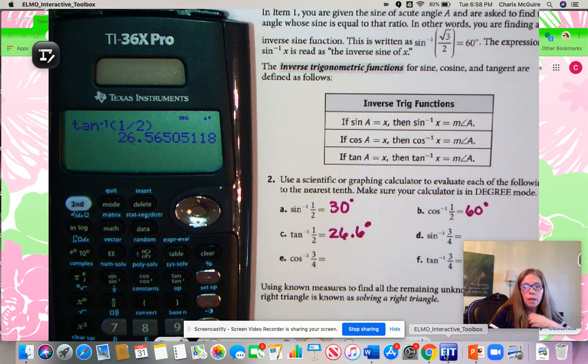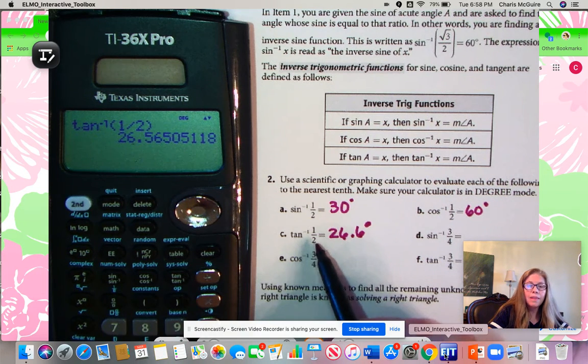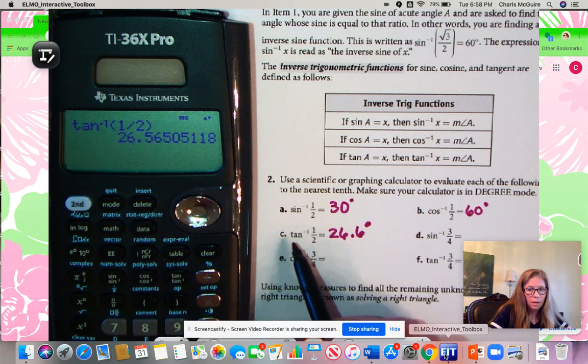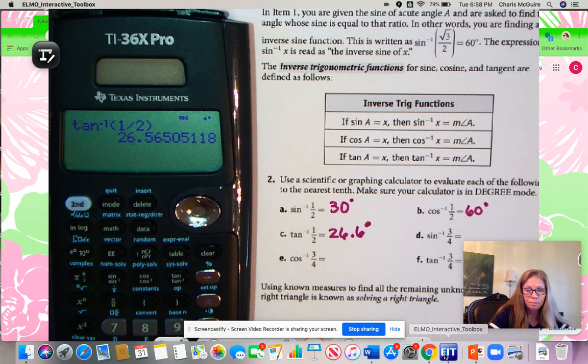All right. I'm going to give you a few moments. Try this out on your calculator for D, E, and F, and we'll come back and look at the answers. If your calculator is older, if you have the TI-30 or you have a Casio, that is going to work backwards from what we're doing. So you're going to put in the 1/2 and then hit inverse tan. You're going to do the reverse of what we're doing, and you should get the 26.6.